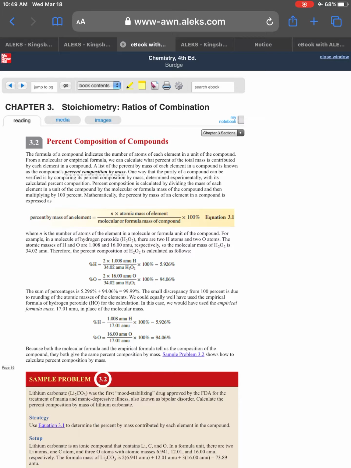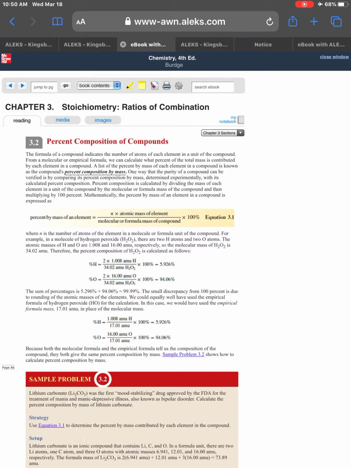Now let's do the same calculation for oxygen, percent O. 2 times 16.00 AMU for oxygen. Remember, we're looking up those values in the periodic table. Divide that by 34.02 AMU for H2O2, that's the molecular mass. Multiply by 100, and you get 94.06%. So you should try that in your calculator. Make sure your calculator is next to you and try each of those calculations and see that you're going to get 5.926 and you get 94.06.